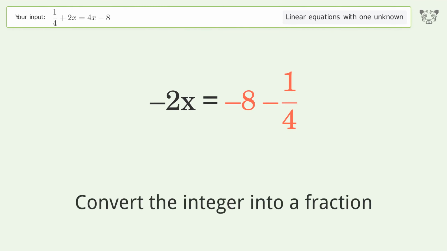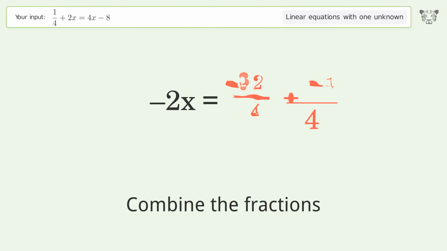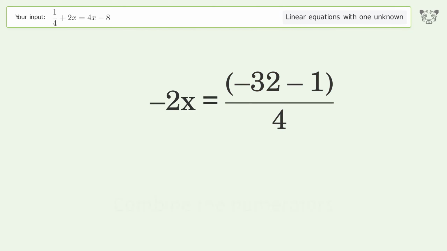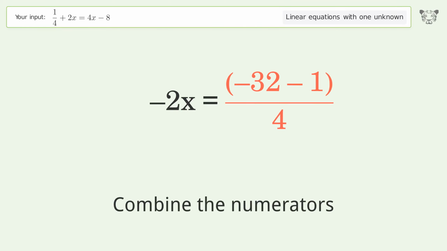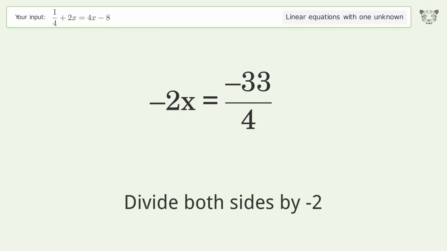Convert the integer into a fraction. Combine the fractions. Combine the numerators. Isolate the x. Divide both sides by -2.